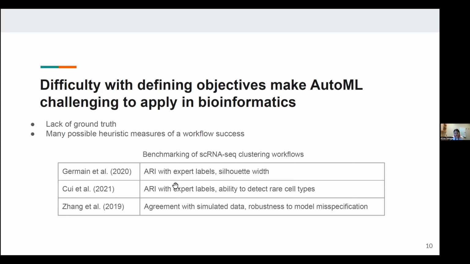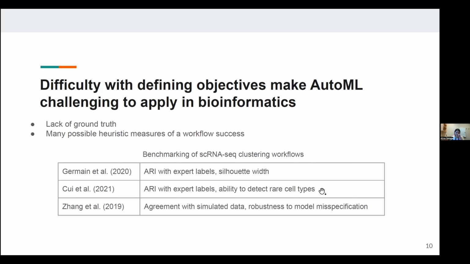So it's quite typical to turn to expert labels. I know I have told you already that they can be a bit unreliable, but unreliable labels are better than no labels. So often people use some sort of concordance measure with expert labels. So this is adjusted RAND index, used by these two studies. But then different studies can use a lot of different things. So for instance, this top one also used silhouette width, so like a cluster purity metric.